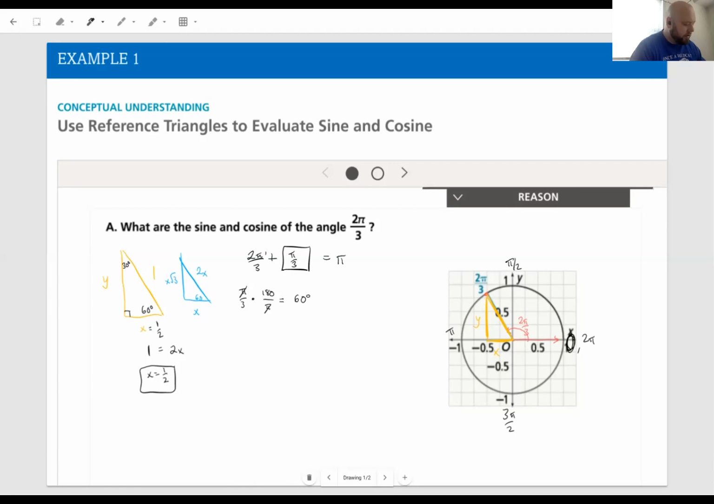And then what we need to do is solve for y. We know that y is equal to x times the square root of 3. So that's going to give us 1/2 times the square root of 3, or just square root of 3 over 2. So this y side has a length of square root of 3 over 2.